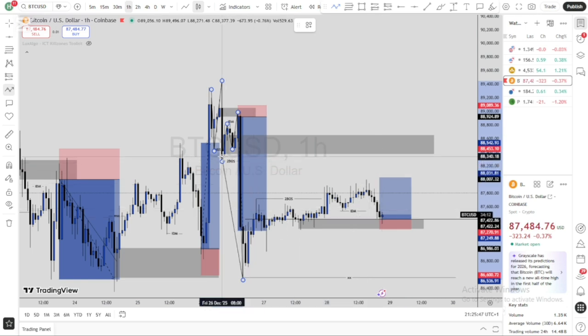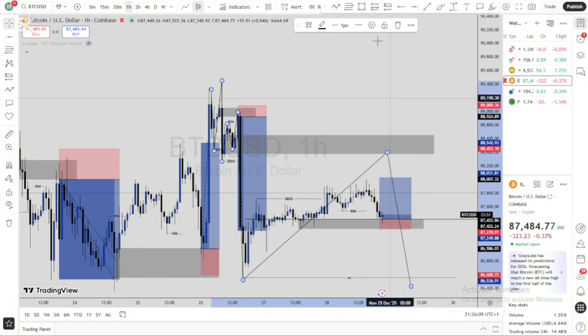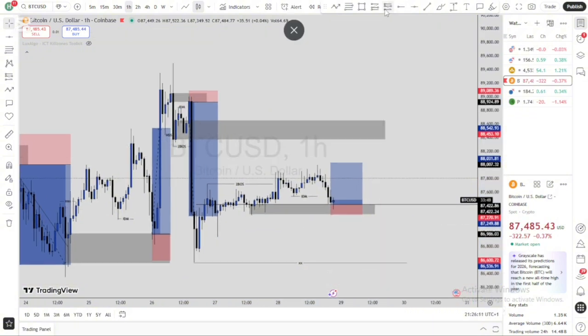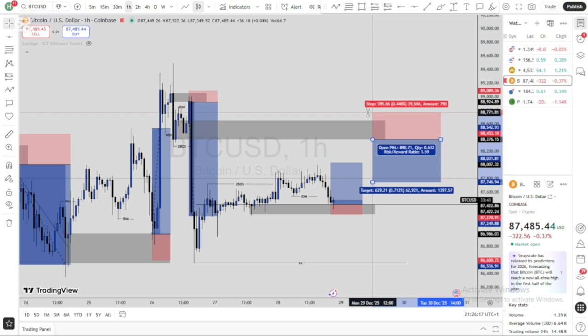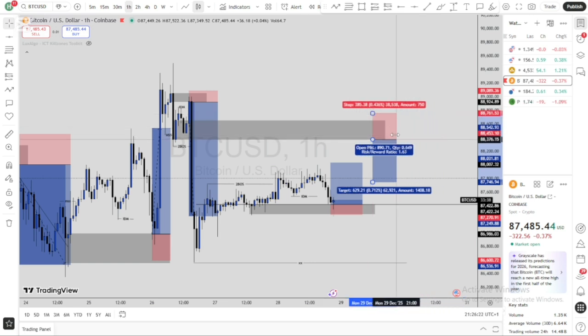And at this level here, this is a breaker block because this breaker block is unmitigated, and in simple terms this is resistance. Should I say this is a support that is automatically going to turn into resistance when price revisits it. So I'm expecting price to come down to this point to give me a new low at this point. So I am expecting BTC to sell from this area. So this is the next zone I'm expecting BTC to sell from.